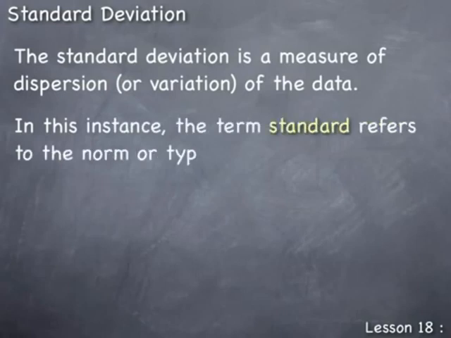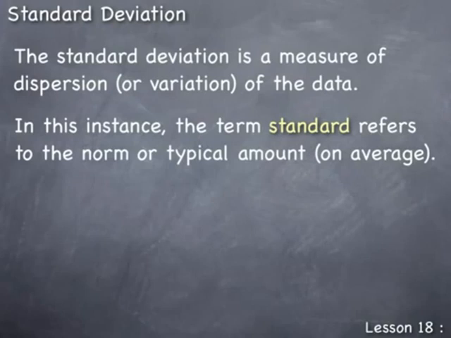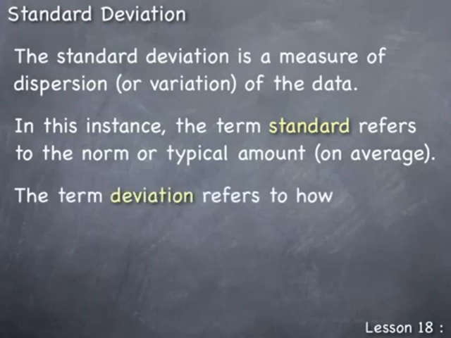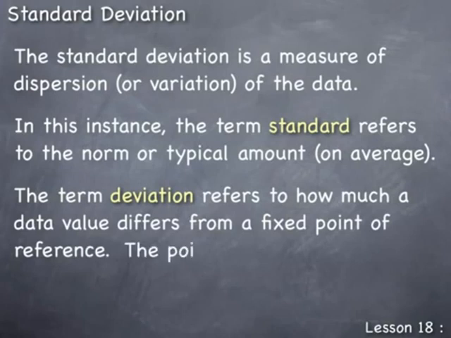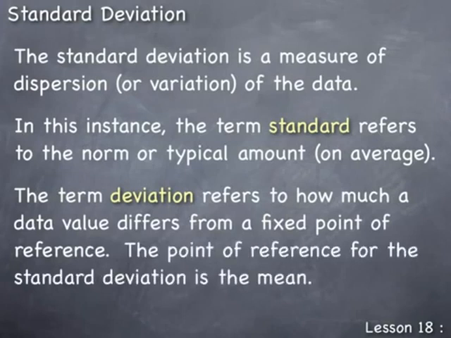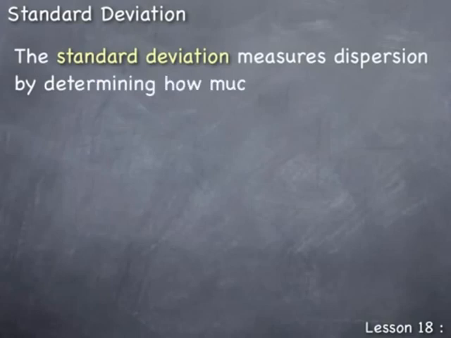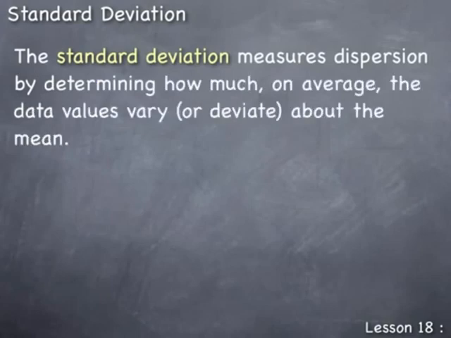In this instance, the term standard refers to the norm or typical amount, that is, on the average. The term deviation refers to how much a data value differs from a fixed point of reference. The point of reference for the standard deviation is the mean. Putting these two ideas together, we have the standard deviation. The standard deviation measures dispersion by determining how much, on average, the data values vary or deviate about the mean.